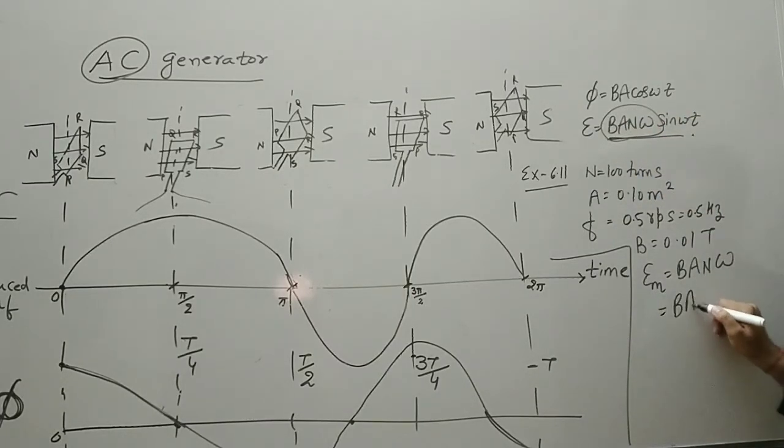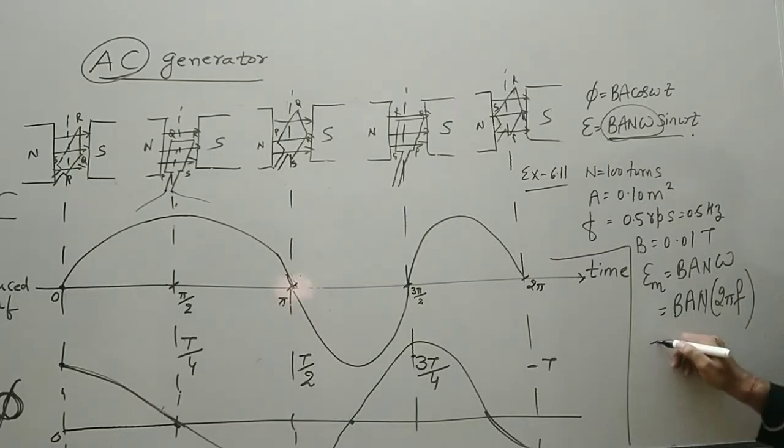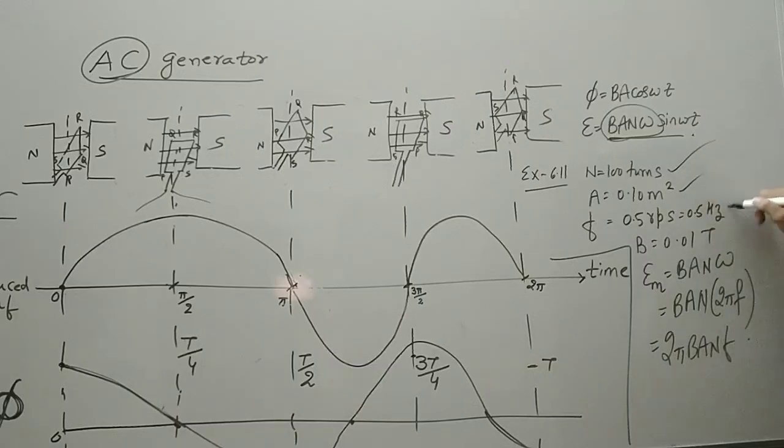Now B is given, A is given, N is given. Omega is the angular velocity, so it can be written as 2 pi f, that is 2 pi into frequency. So now this becomes 2 pi BANF. You substitute all these values multiplied by 2 pi, and you will get the maximum EMF induced.